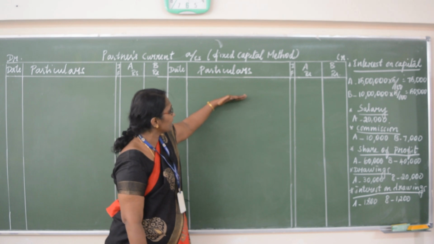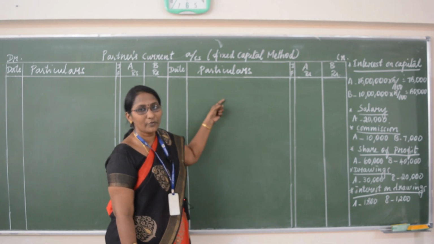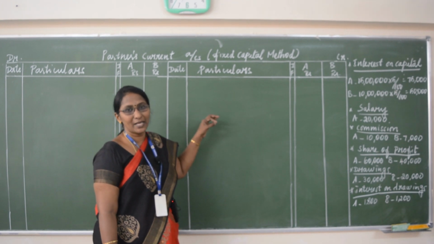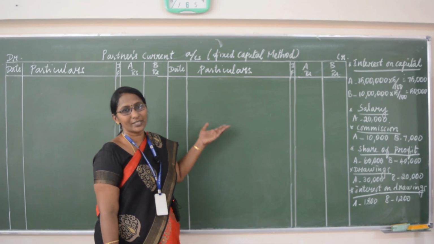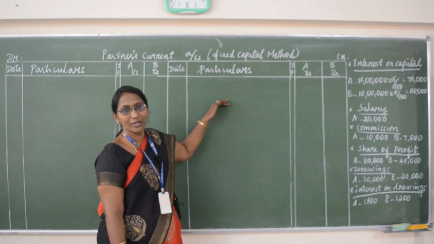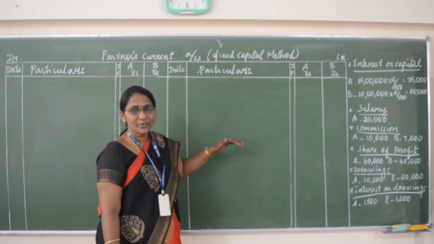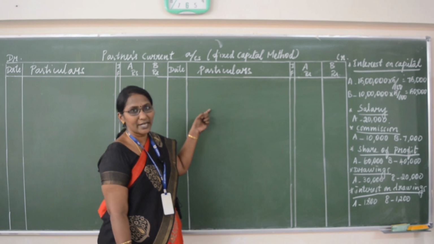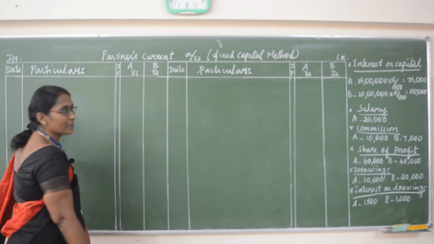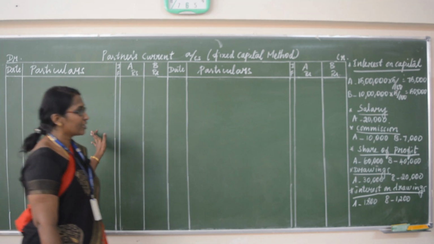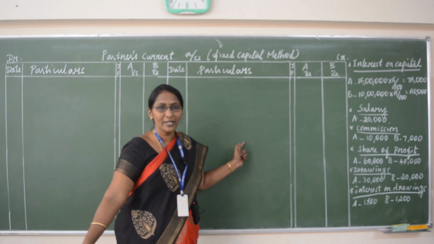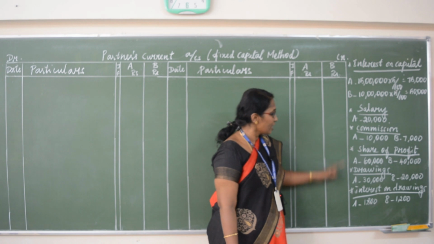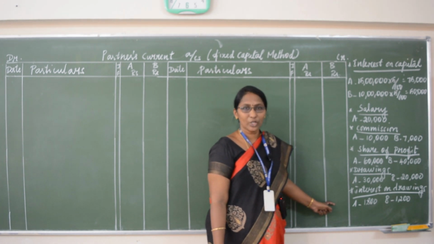This partner's current account, we should start with opening balance, but in the question, opening balance of partner's current account is not given, so I cannot write. If they give, you have to write. Credit balance should be written in credit side, debit balance should be written in debit side. Here in this question it is not given, so I am not going to write. So these are the values I have taken from the question.